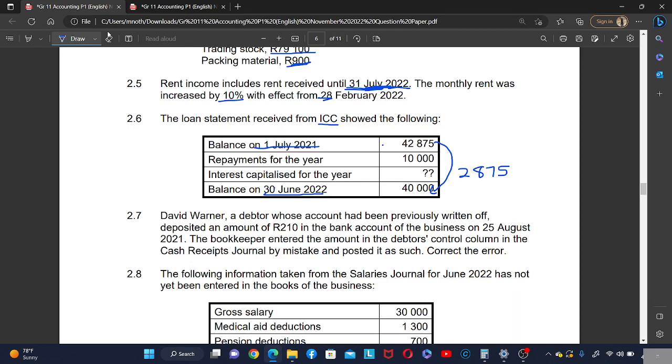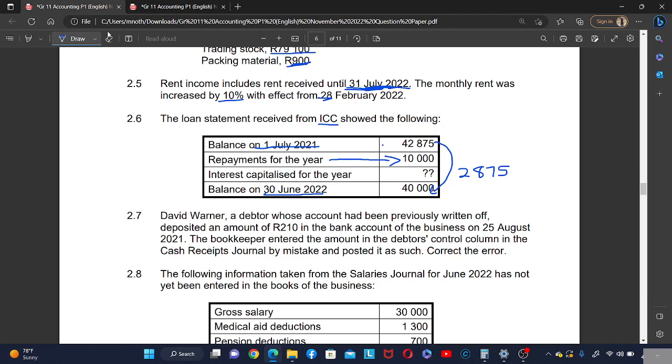But then here they said that repayments for the year is 10,000. Then they said that interest capitalized for the year, meaning that the interest is capitalized. So if the interest is capitalized, it means that the payments that the business is making for the loan include an interest.